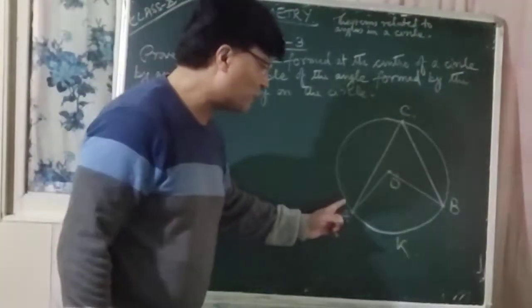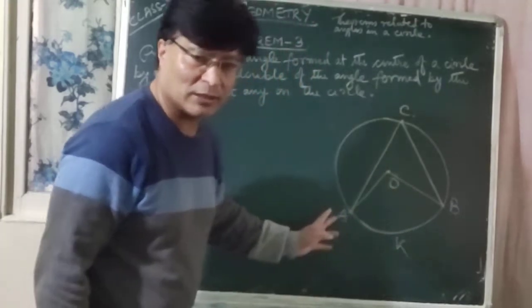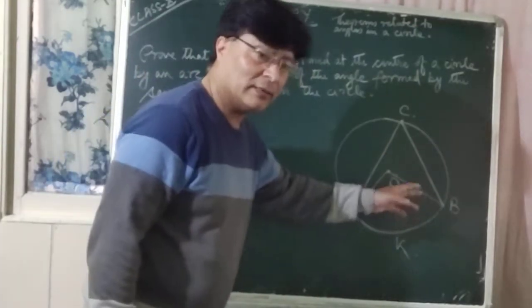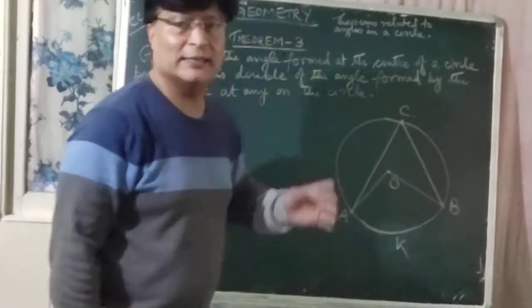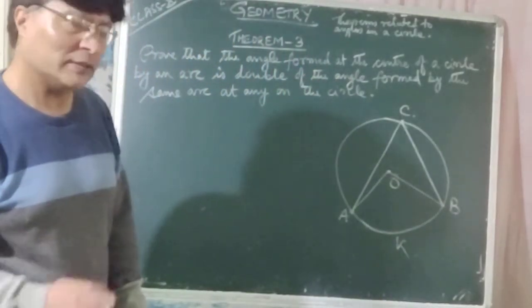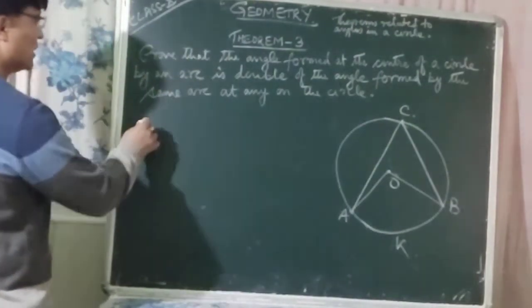Okay? That is, you have to prove that the angle subtended at the center O of the circle is twice the angle subtended at the remaining part of the circle, that is angle ACB. Is that clear to all of you? Now let us prove it. Okay? Now first of all you have to write down the given.